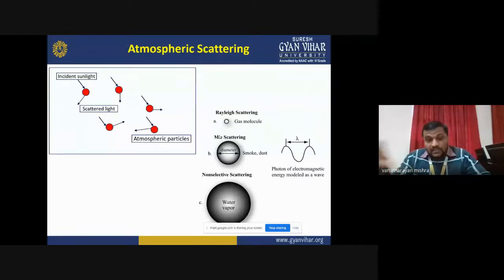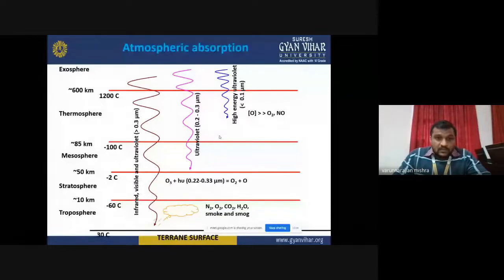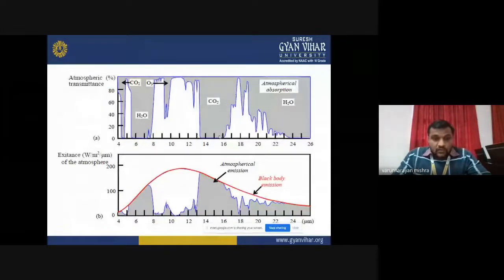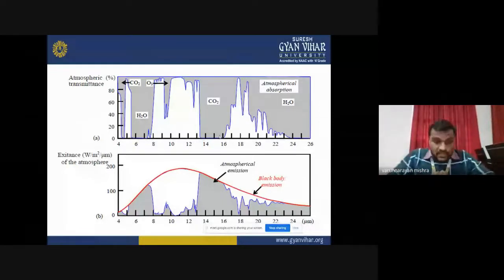They interact with the atmospheric gases, water droplets, and smoke and dust particles, and because of that there may be the process of Rayleigh scattering, Mie scattering, and non-selective scattering. This is how atmospheric absorption occurs in the upper atmosphere. And this is the atmospheric window. Atmospheric windows are certain wavelength intervals for which the atmosphere behaves as a transparent medium.